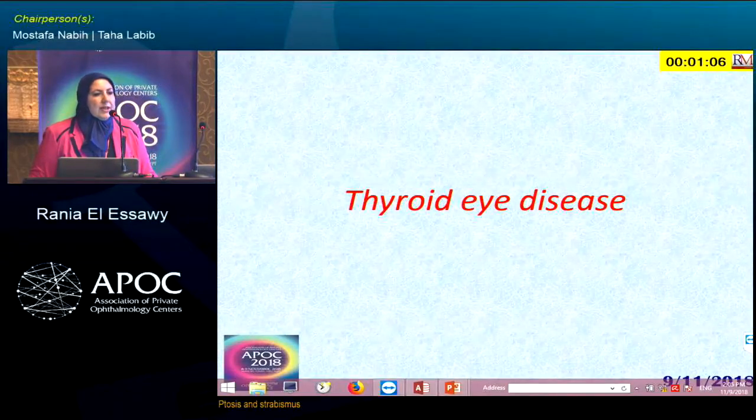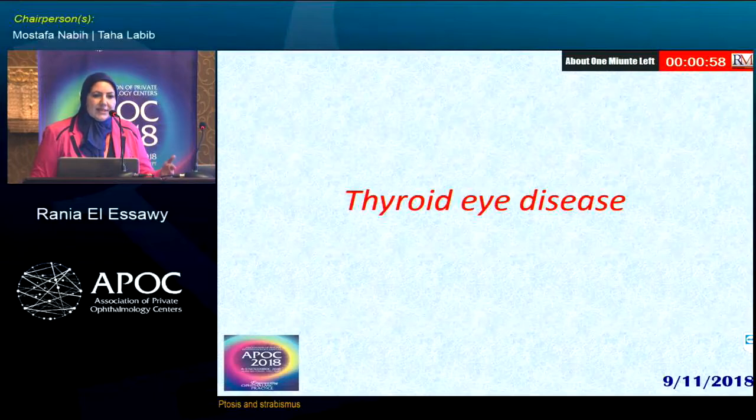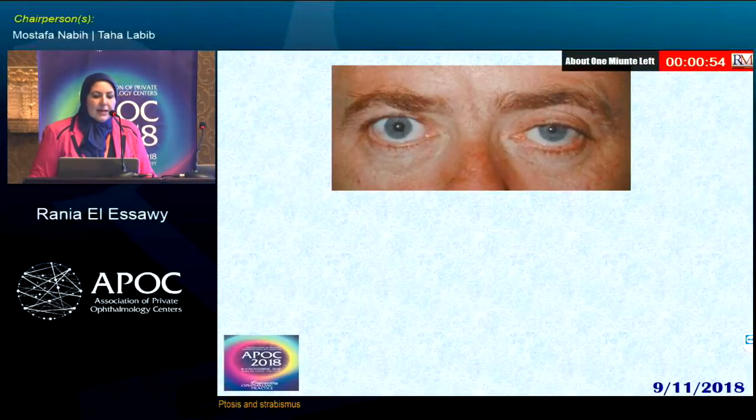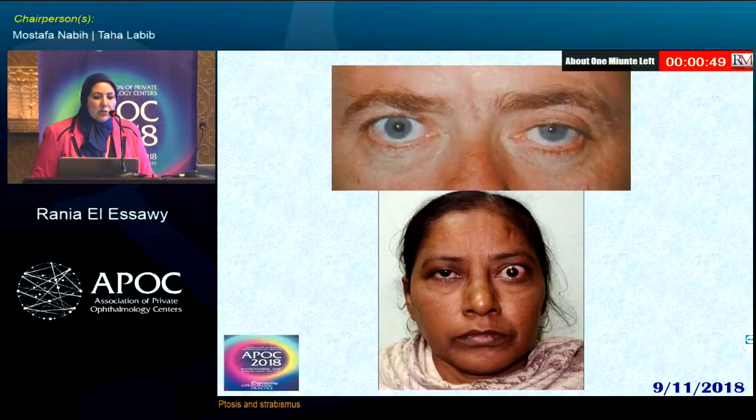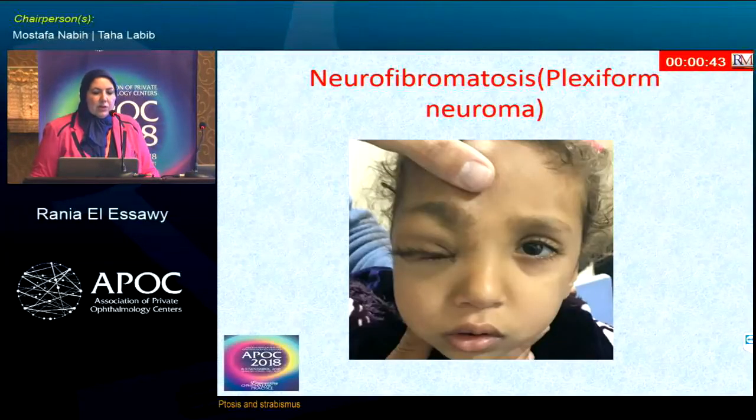Thyroid eye disease usually presents with lid retraction, but sometimes we can find ptosis with the thyroid patient, or when they are in a hypothyroid status. And there is also strabismus. We can find strabismus with these cases. This is a mild ptosis in this patient. Also, we have to exclude thymoma because sometimes there is myasthenia associated with thymoma associated with the thyroid patient.